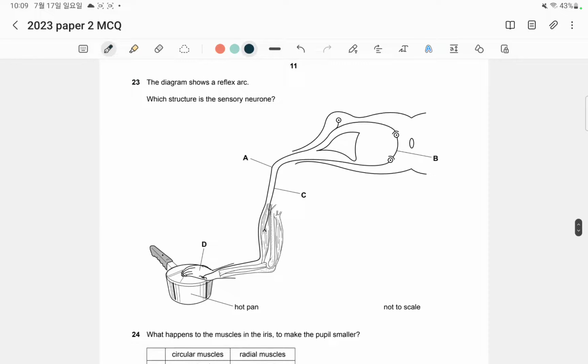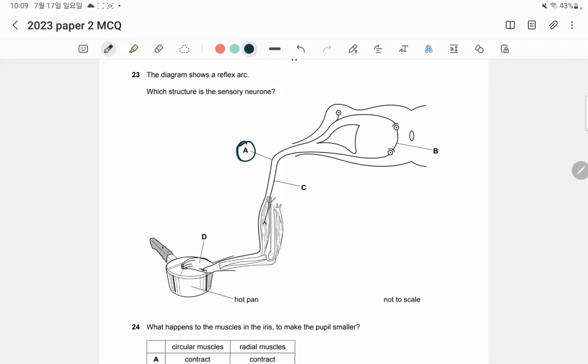Okay, now which structure is the sensory neuron? The correct answer would be A. So the sensory neuron is the closest neuron to the stimulus, which signals it to the relay neuron and then to the effector.